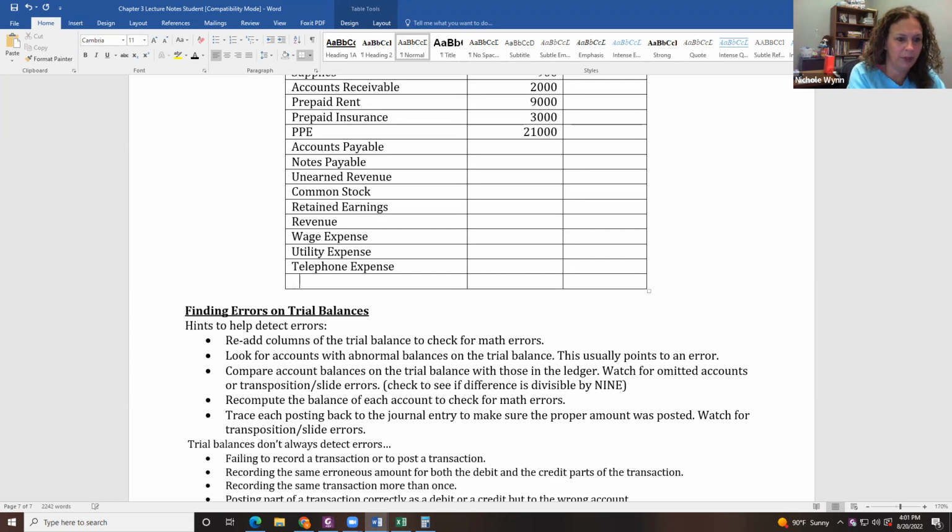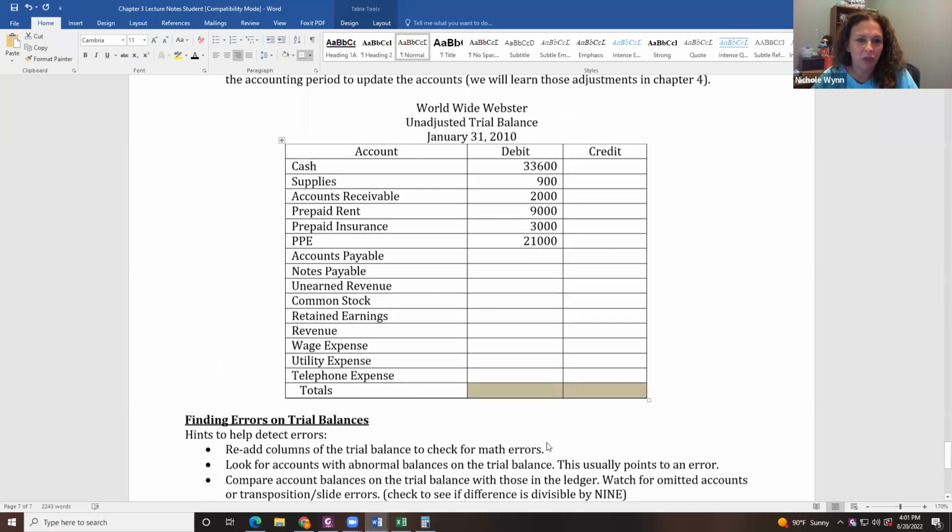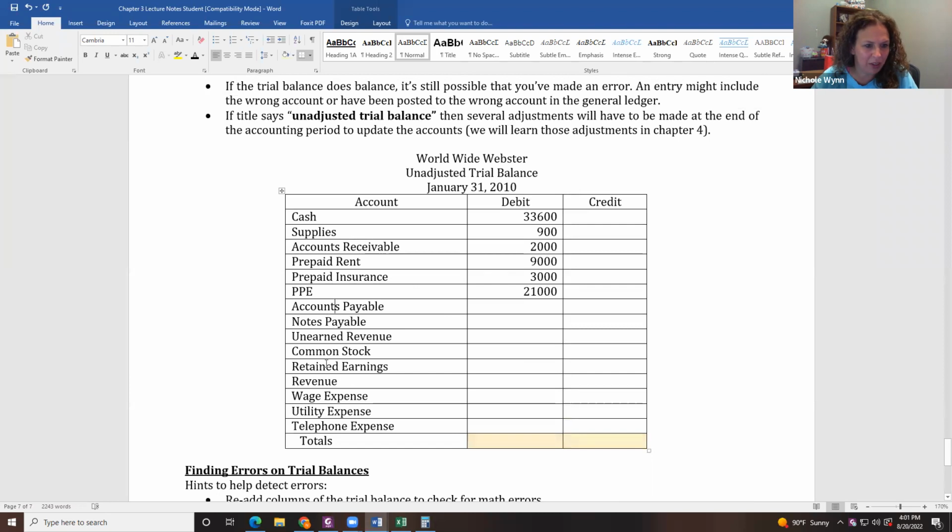And then we will do totals. And when we do totals, we will be very hopeful that these two numbers will equal. That's kind of what our goal is, okay? Not kind of, it is. That's what our goal is. So we're going to go ahead and find the balances in the rest of these T accounts, and we're going to put them in the appropriate column. So I have the debit column and the credit column.